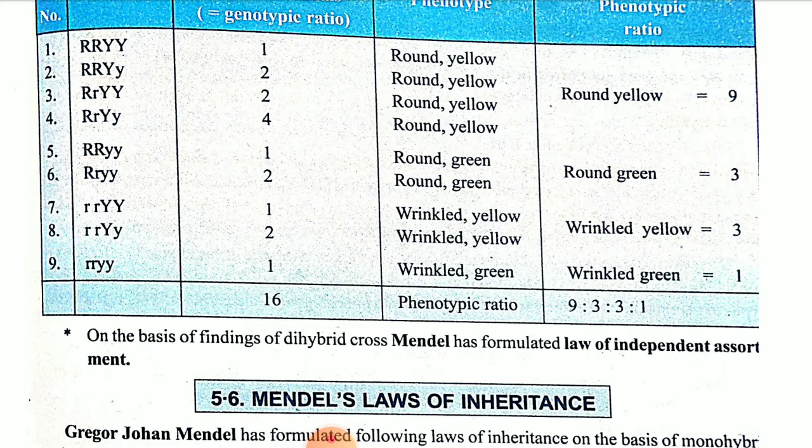And the next one, see children, for round green. In this case, capital R will be there and small y will be there. Then it will be round green. Then small r, capital Y will be there. Then it will be wrinkled yellow. If one dominant allele is present in that particular offspring, then it will show that one. Then small r, small y, that is representing wrinkled green.